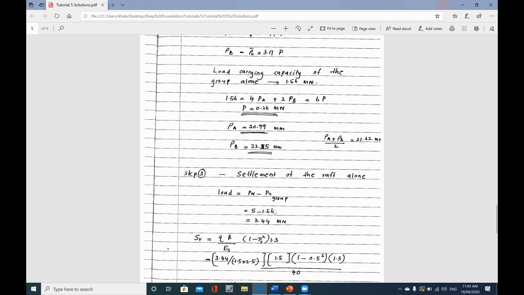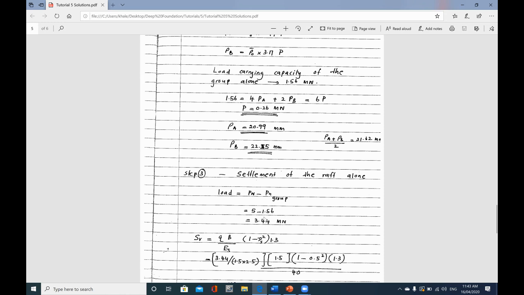So we need to subtract this load, which is carried by the pile group, and the rest will be carried by the raft. Here we have two systems, the raft and the pile group. Part of the load will be carried by the pile group, which is 1.56 meganewton, and the rest of the load will be carried by the raft, which is 3.44 meganewton.